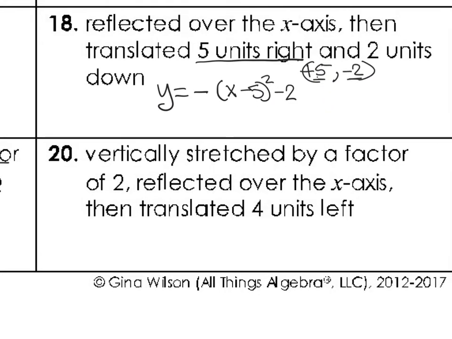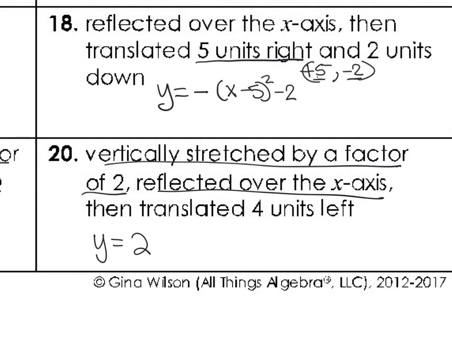And vertically stretched by a factor of 2. So that means my A is 2. So y equals 2. And then it reflected over the x-axis. So that means that's a negative 2. And it translated 4 units to the left. So our x, 4 units to the left is negative 4. So inside the opposite world here, our parentheses, we're going to put plus 4. Okay? It didn't change any up or down, so we'll leave it like that.